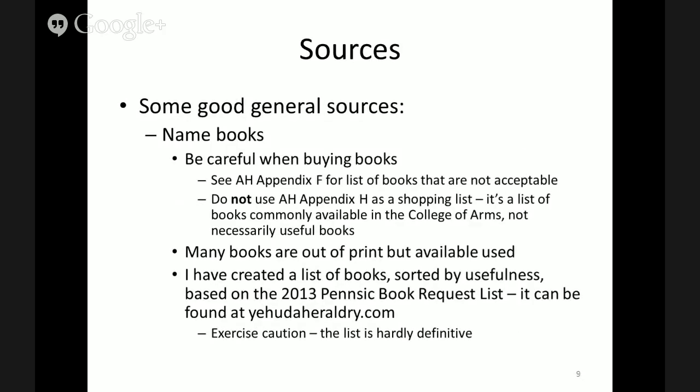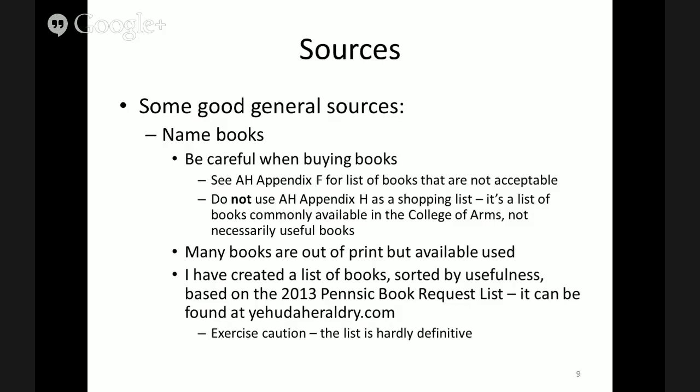All right. Other good general sources: name books. There are lots of books, but be careful, because not every book is born equal. Administrative Handbook Appendix F has a list of books that are not acceptable at all. Mostly it's things like baby name books, but also a few books that we used to use but have now realized are no good.